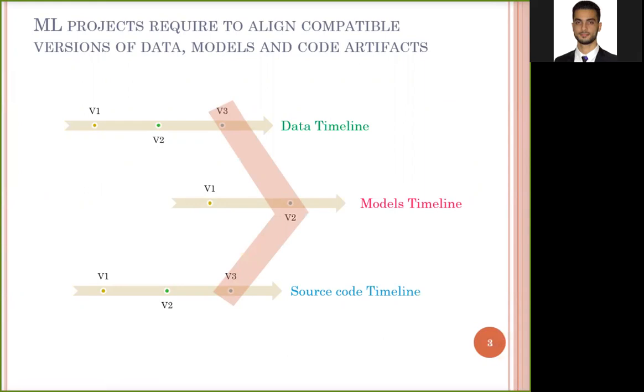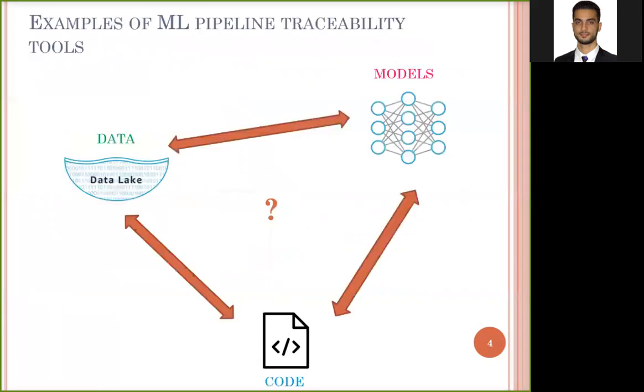We need a way to keep tracking the different versions of these artifacts, and also a way to revert to a previous snapshot of the project, including a compatible version of these artifacts. So the question here is, how can we keep tracking these artifacts together? We know that Git can store and version code, but it doesn't handle storing scalable large files or models.